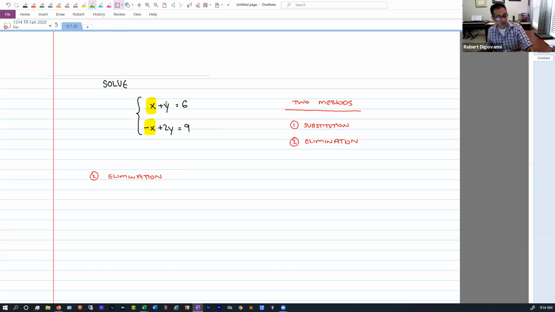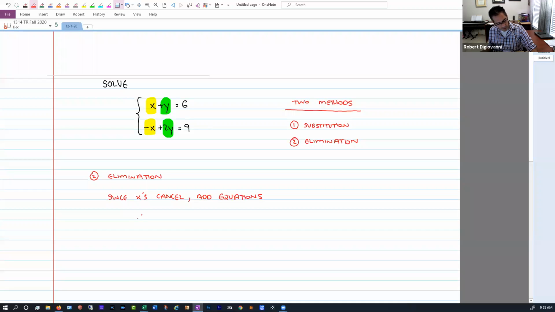Then what you would do is look at the y's and see if you add those together, would they cancel? So if I add these y's together, would they cancel or no? No, right? y plus 2y is 3y, so they don't cancel, but the x's do, all right? So what I'm going to do here is add these two equations down. Since the x's cancel, I'm going to add the equations.